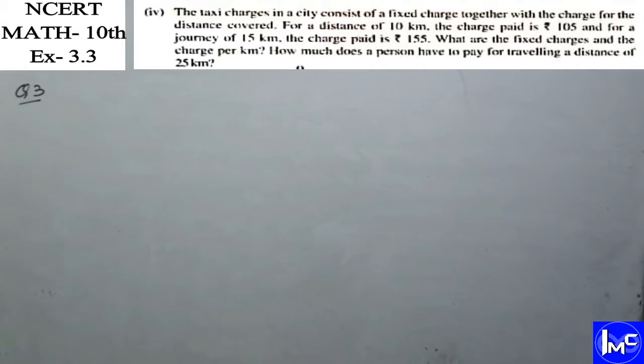For a distance of 10 km, the charge paid is rupees 105, and for a distance of 15 km, the charge paid is rupees 155. What are the fixed charges and the charge per kilometer? How much does a person have to pay for traveling a distance of 25 km?